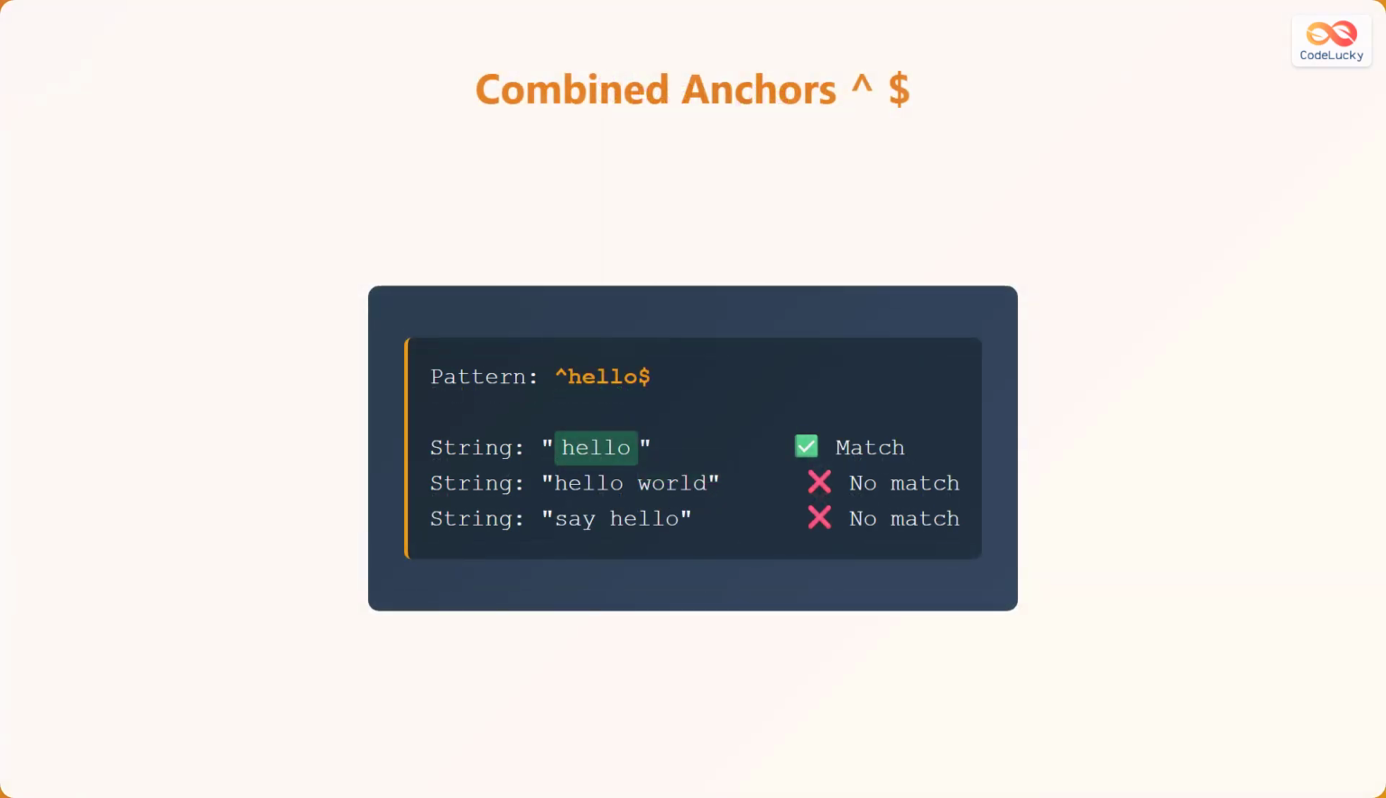Here's an example of using the caret and dollar symbols together. If you combine both the caret and dollar symbols in a regular expression, you're essentially looking for an exact match. For example, the pattern ^hello$ means that the string must start and end with hello and nothing else. So, if the string is exactly hello, it matches. But if it's "hello world" or "say hello", it doesn't match because those strings have extra characters.